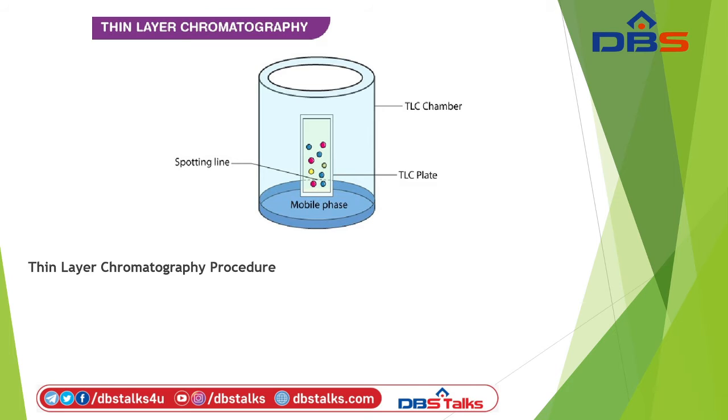Next, the thin layer chromatography chamber is used to develop plates. It is responsible for keeping a steady environment inside, which will help in developing spots. Also, it prevents solvent evaporation and keeps the entire process dust free. So, that is a very important part of the procedure.